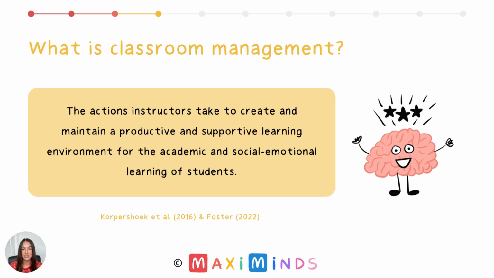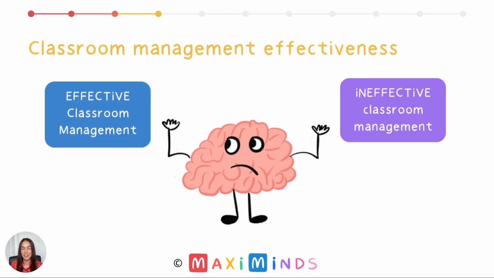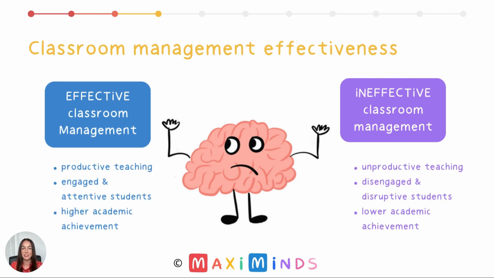It's essentially the actions that you take to create and maintain a productive and supporting learning environment for the academic and social emotional learning of students. There is, of course, effective classroom management and ineffective classroom management. On the one hand, effective classroom management is where there's productive teaching, which results in engaged and attentive students and ultimately higher academic achievement. On the other hand, ineffective classroom management is where there's unproductive teaching. There's disengaged and therefore disruptive students, also resulting in lower academic achievement.